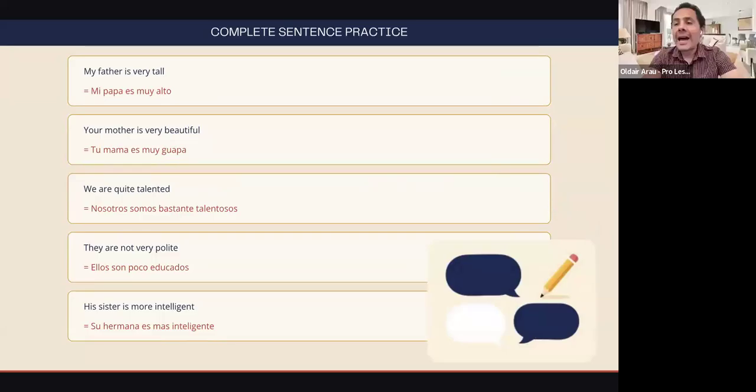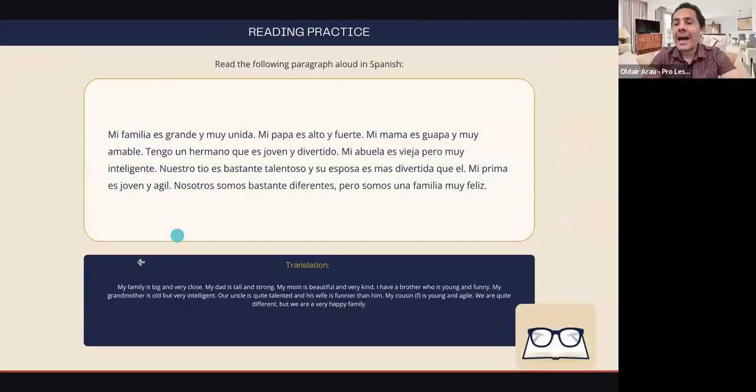We're almost at the end of the lesson. Hang in there. We're almost there. My father is very tall. Mi papá es muy alto. Your mother is very beautiful. Tu mamá es muy guapa. Wait. This one we already saw. All right, we're going to the last part of the lesson, the reading practice.